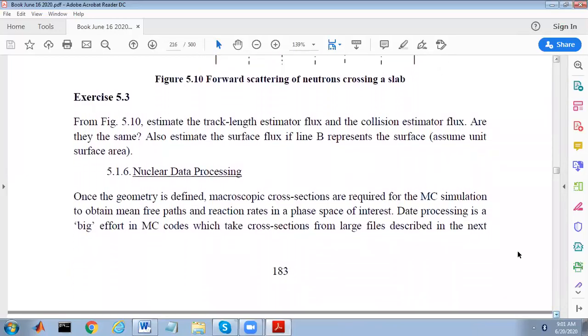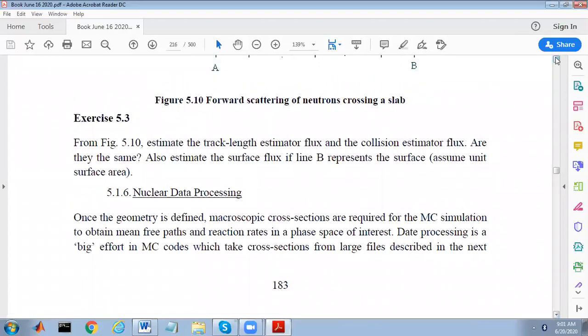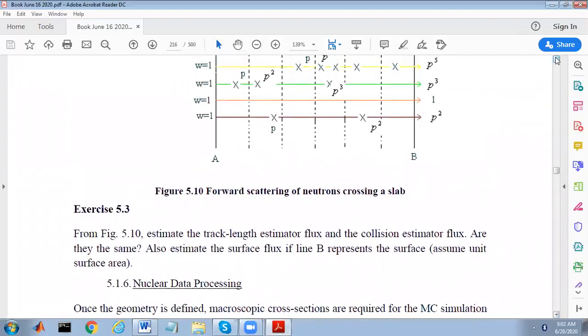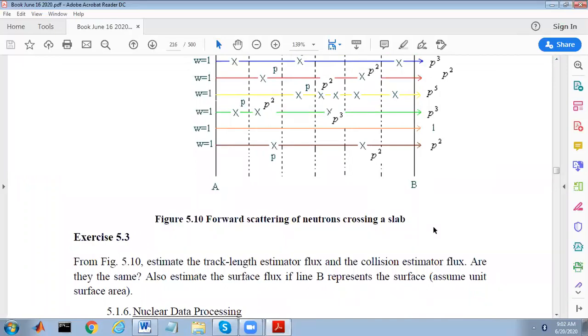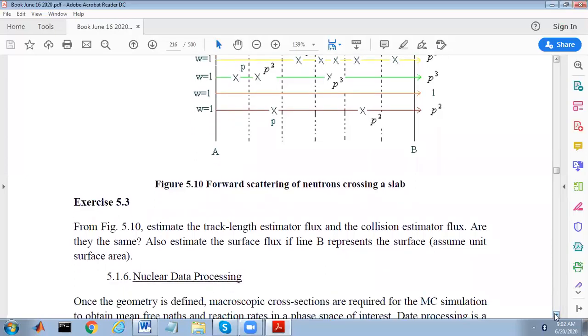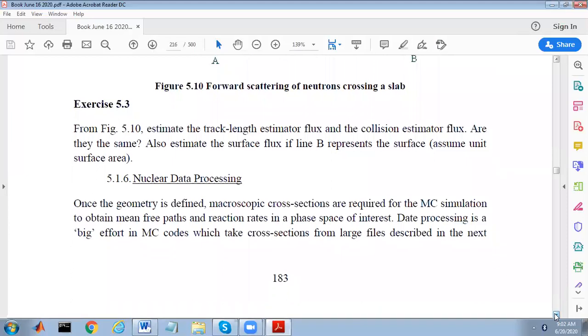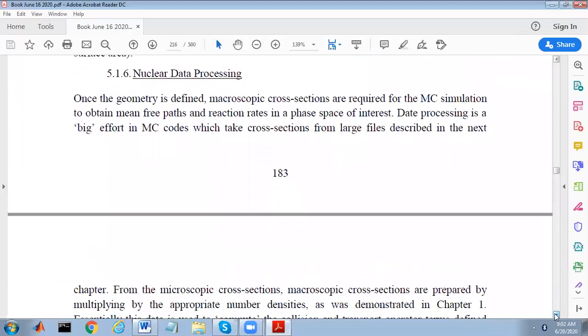Here's a little exercise for you. From figure 5.10, you're supposed to estimate the track length flux and the collision estimate flux. Estimate both of them for this very simple idealized case. Are they the same? Also estimate the surface flux, the flux coming out of surface B, if line B represents the surface. So that's the exercise that you've got to do: apply the estimators from the previous lecture and try to get them.